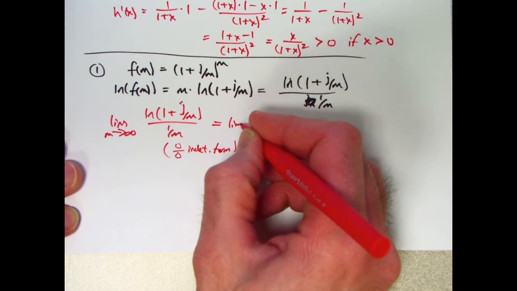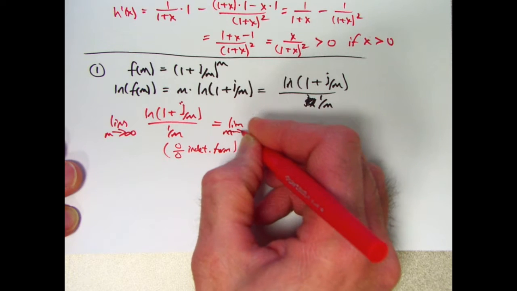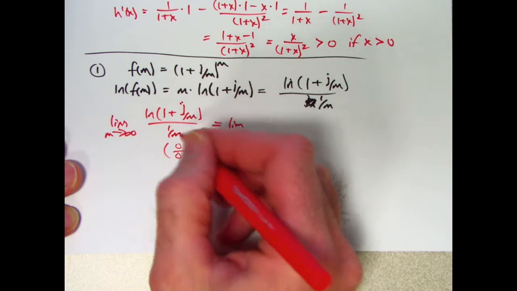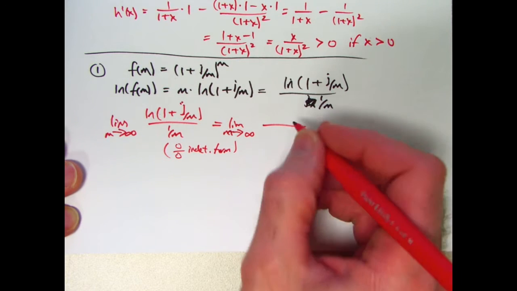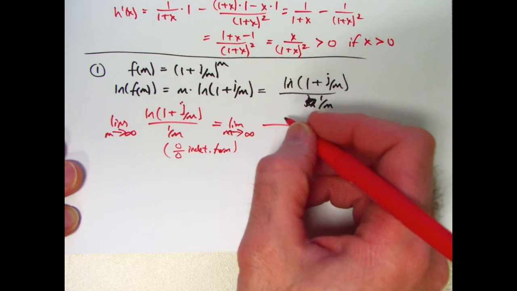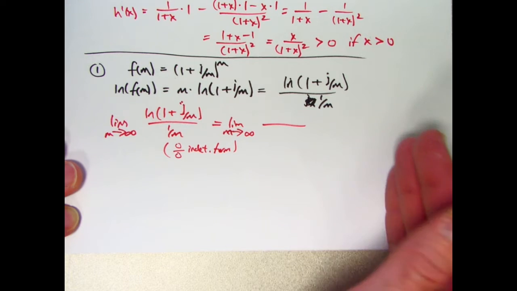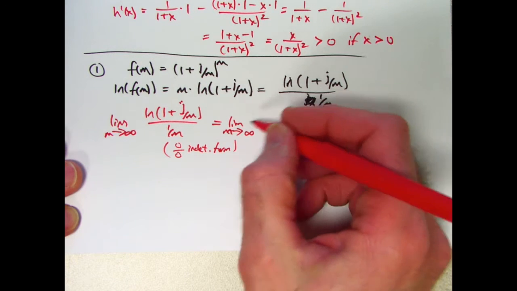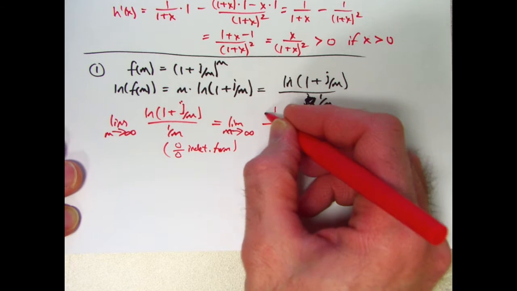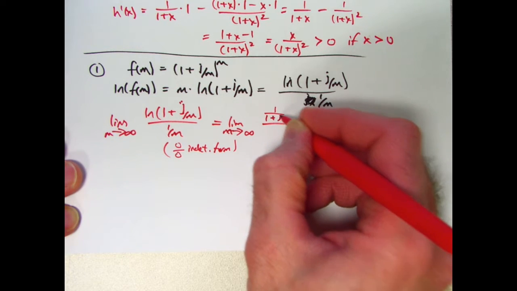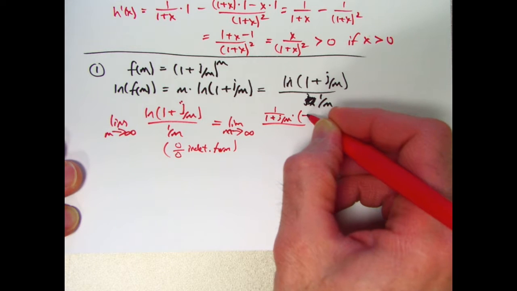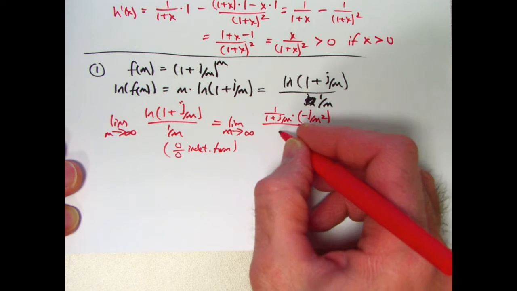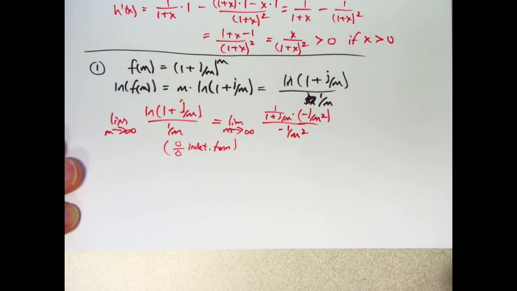Then L'Hopital's rule says that if you differentiate the top and the bottom individually, not the quotient rule, but individually, and create a new fraction that's the ratio of those derivatives, and if that limit exists and equals something, then this limit will be the same thing. What is the derivative of the top? Once again, we use the chain rule. Once again, I get a negative j over m squared in here. Differentiate the bottom, I get a negative 1 over m squared.